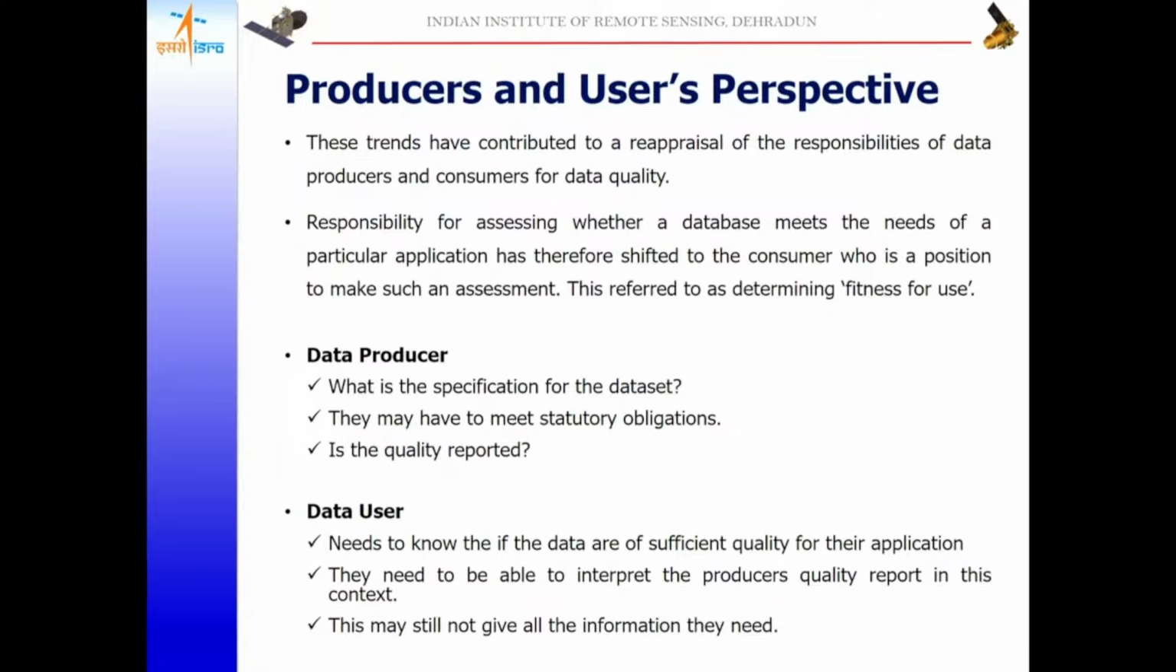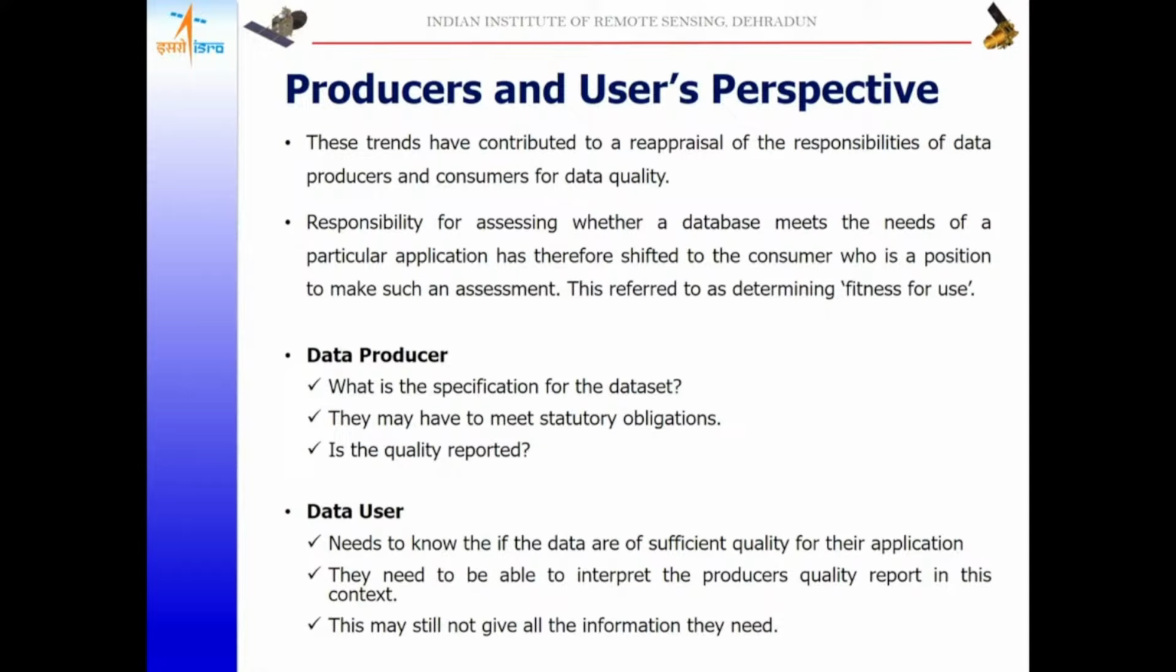They may have to meet statutory obligations. So if any obligations or constraints are there, they have to tell the concerned users about this data. And is the quality reported? Whatever data is going to be produced for the users, is the quality of that data reported, and is it useful for the concerned user? Suppose whatever you are producing is 80% accurate, or 90% accurate. You must tell the concerned user that percentage, so you must tell them what the quality of your data is.